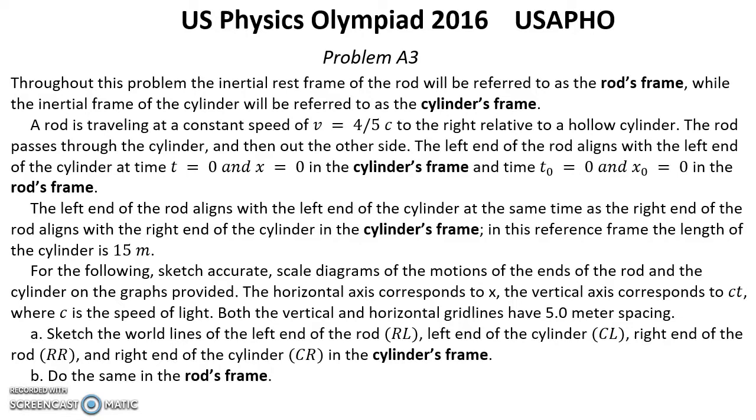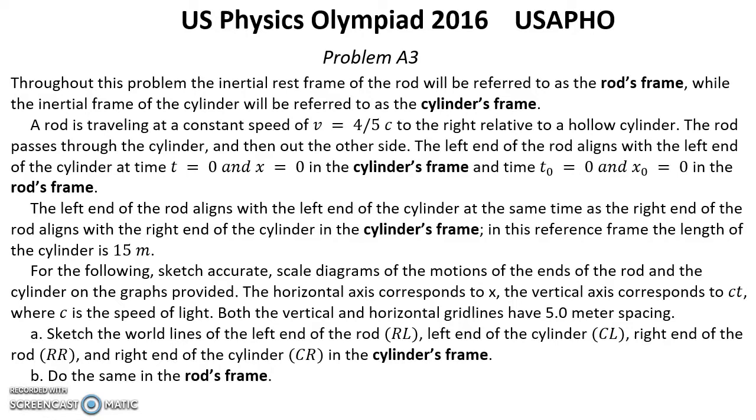For the following, sketch accurate scale diagrams of the motions of the ends of the rod and the cylinder on the graphs provided. The horizontal axis corresponds to x, the vertical axis corresponds to ct, where c is the speed of light. Both the vertical and horizontal grid lines have 5 meters spacing.